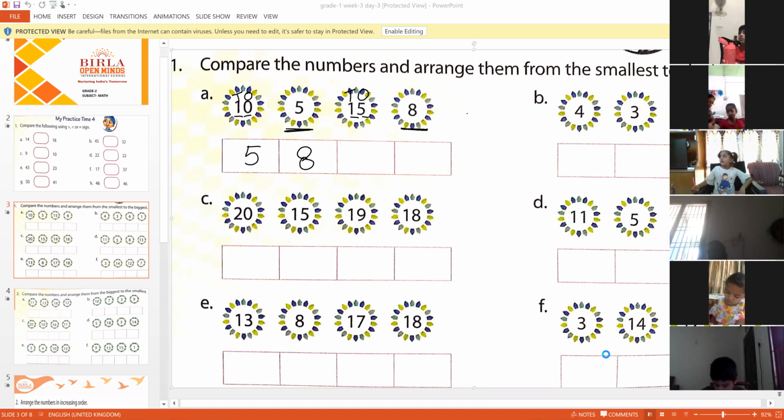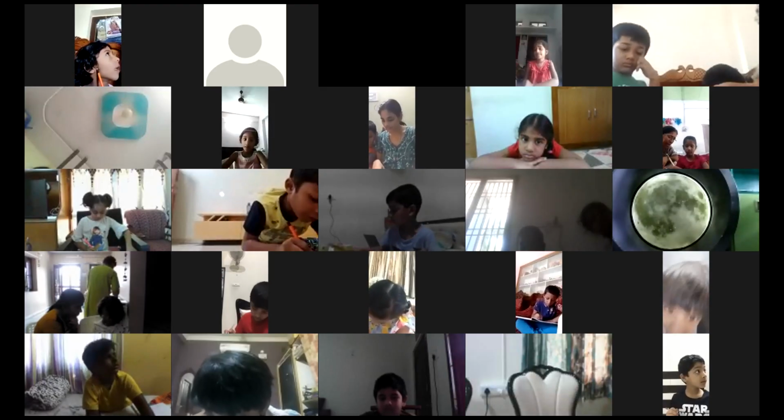In the number 10, in ones place we have 0, and in the number 15, in ones place we have 5. And we all know that 0 is always smaller than 5. So 10 is smaller than 15. So 10 will come first and 15 we will write last. Okay children? Now children, try to do the B bit. Second bit, try to do the second bit.